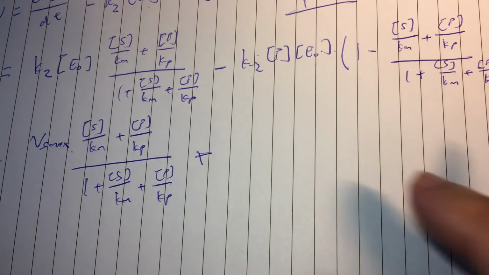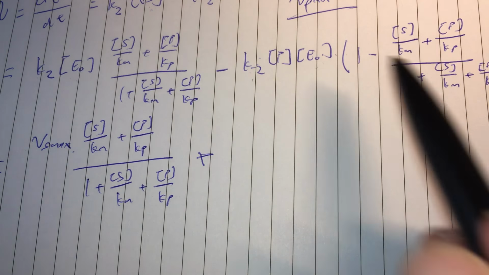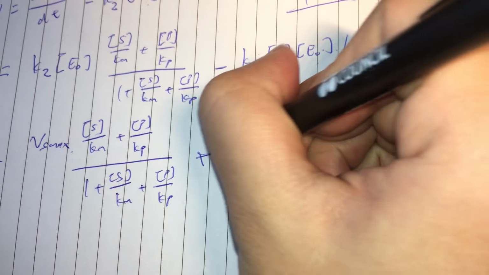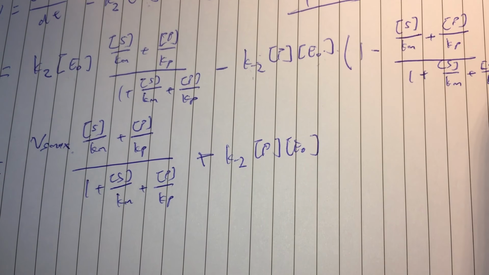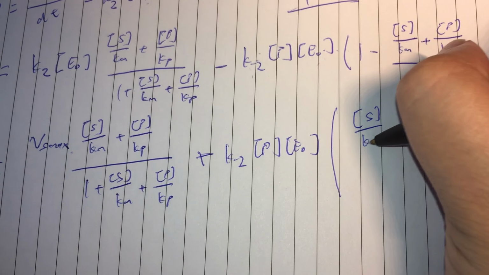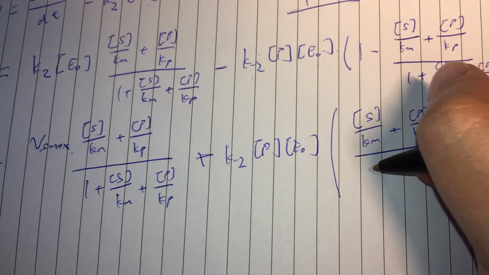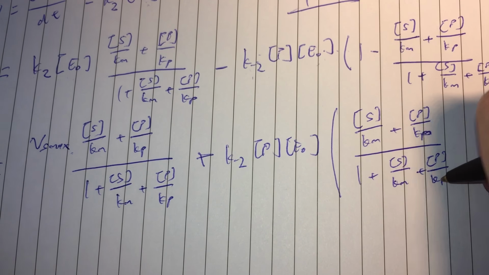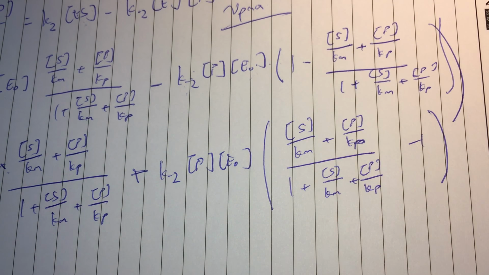So let's do something else. First, we want to get rid of the negative sign so as to make life easier for ourselves. K minus 2 P into E naught. Okay, so we'll have this S over Km plus P over Kp, over 1 plus S over Km plus P over Kp, minus 1. So I'll start cleaning all of this up.